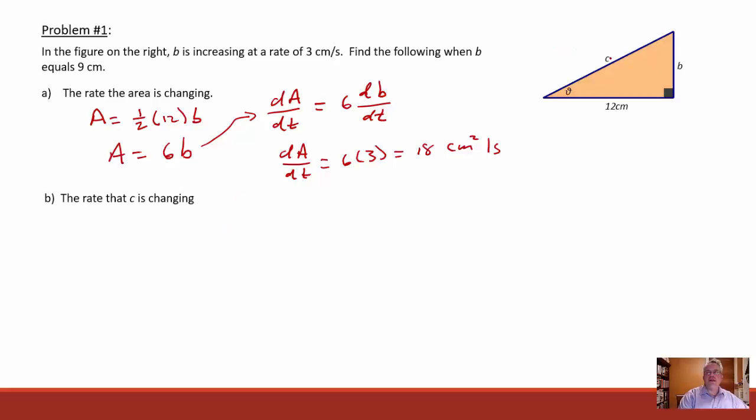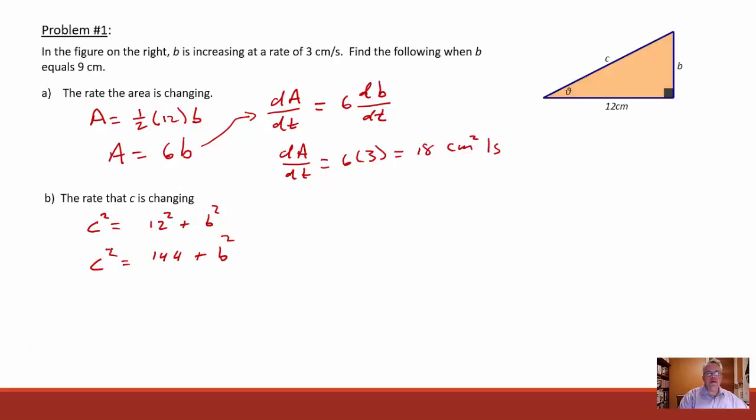Now we want to find the rate that C, the hypotenuse, is changing. So we need a formula that relates C and B, and that would be the Pythagorean theorem. The Pythagorean theorem says that C squared equals A squared, which would be 12 squared, plus B squared. Or we get C squared equals 144 plus B squared. And now we take the derivative with respect to T, remembering that C and B are both functions of T, so we need the general power rule for both.